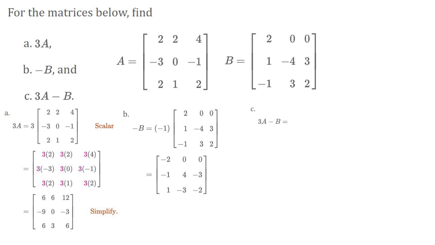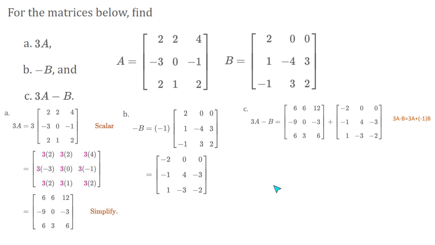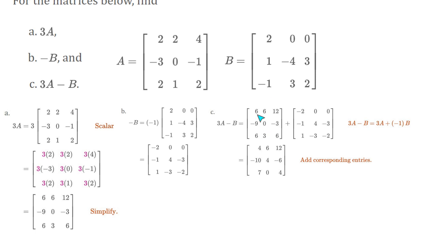For letter C, it's 3A minus B. I always find it easier to rewrite it using the actual matrices. So here we're going to have 3 times A, which we figured out was this matrix over here. That's 6, 6, 12, negative 9, 0, negative 3, 6, 3, 6. And then we have negative B, which we also figured out here. So I'm taking this matrix plus this one. In order for me to add, they're both 3 by 3, so yes, I can add them.